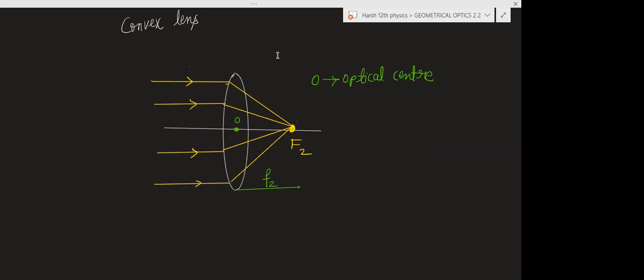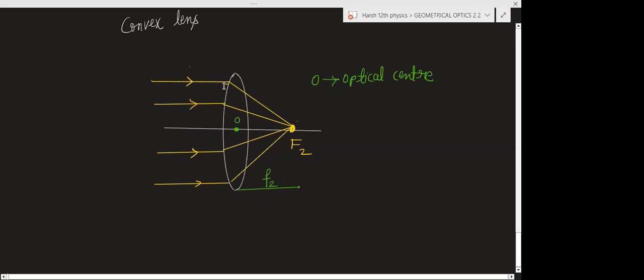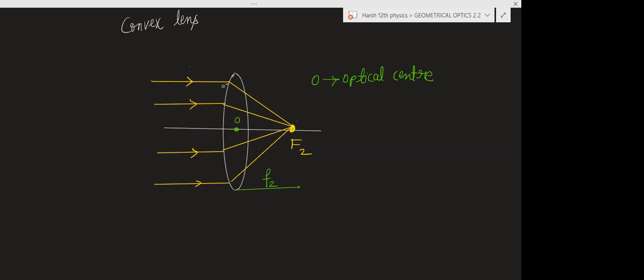We know that in case of mirrors, we measure all the distances from the pole. In the same way, in case of lenses, we will measure all the distances from the optical center. And one more thing, the direction measured in the incident light direction will be positive. Incident light is in this direction, so this direction will be considered as the positive direction.